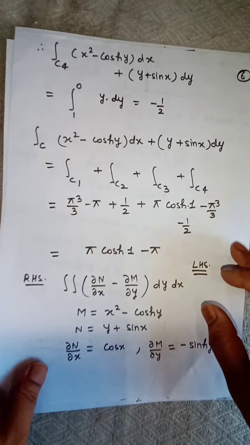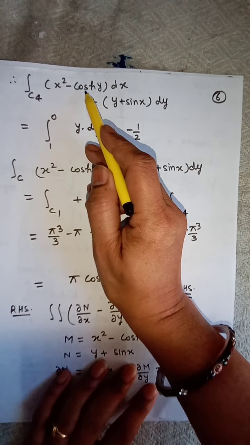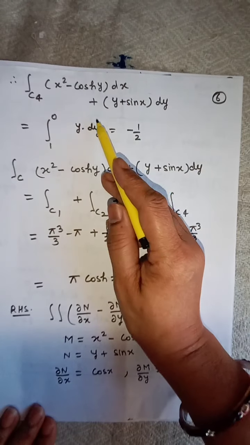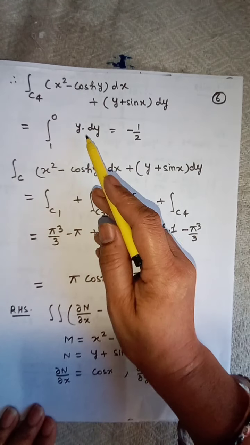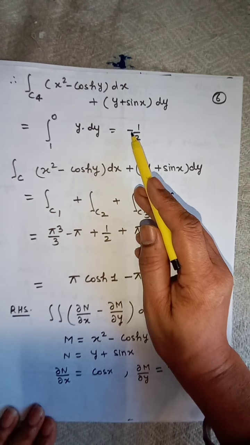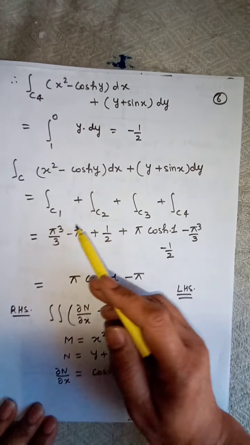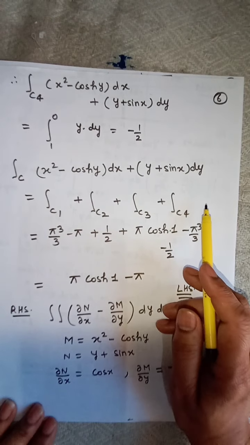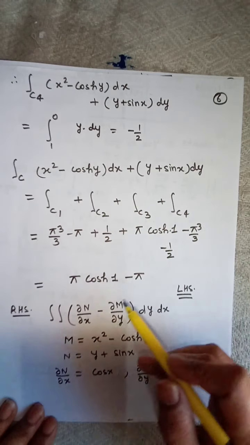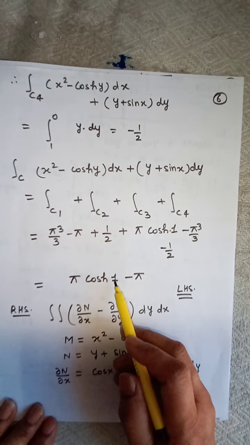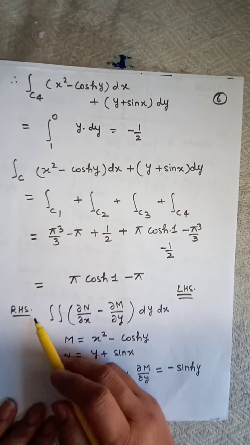Now along C4, therefore the line integral along C4 is x square minus cos hyperbolic y dx plus y plus sin x dy. So y varies from 1 to 0, y into dy, so we get it is equal to minus 1 by 2. Now in line integral C, along all the four curves, we add all the line integrals along C1, along C2, along C3 and along C4. We put all the values and we get pi cos hyperbolic 1 minus pi. This is our LHS.